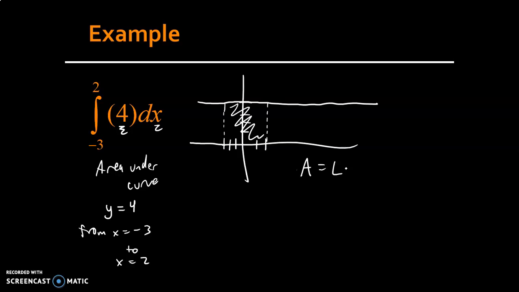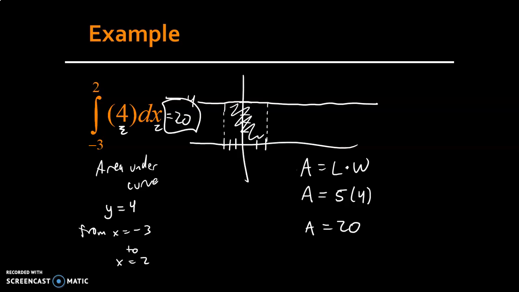So the area for a rectangle is length times width. The length would be 5, and then the width was my height, which is 4. So 5 times 4 is 20. So the value of this integral, this definite integral, is 20. And you can do it on your calculator, and we'll talk about that later, but this would probably be on the non-calculator portion.